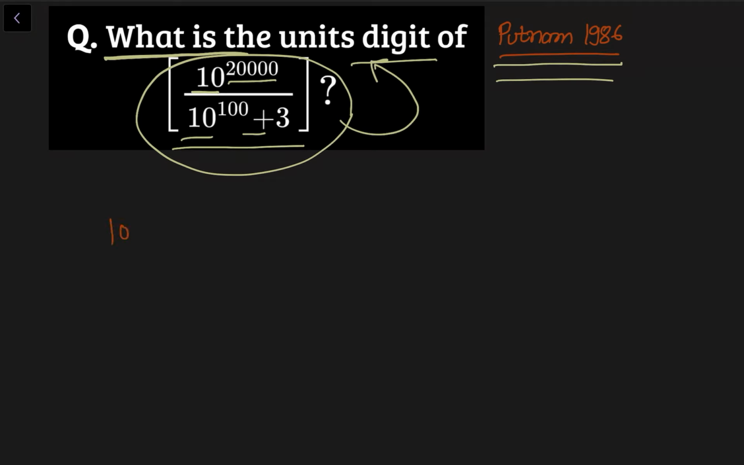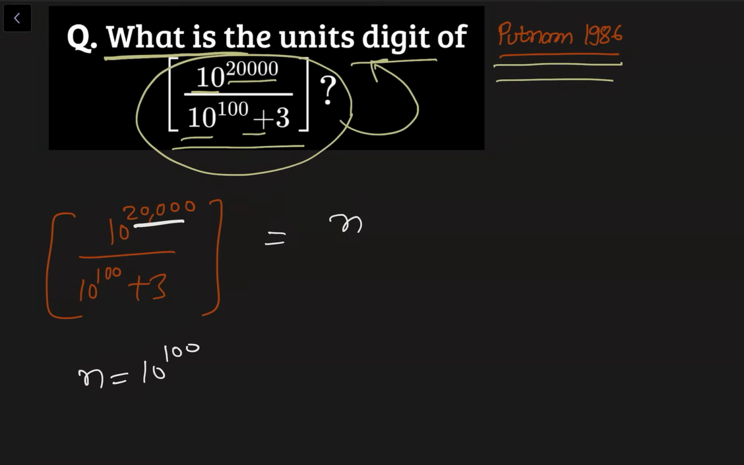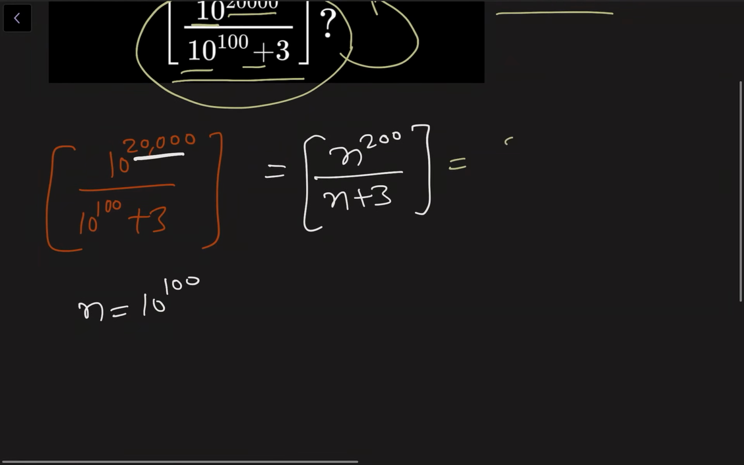We have 10 raised to power 20,000 divided by 10 raised to power 100 plus 3. Here the power is really great, so why not simplify it? Let's assume n to be 10 raised to power 100. Then this expression is n raised to power 200 divided by n plus 3. It is simplified a little bit. Now I can write this as n square raised to power 100 divided by n plus 3.